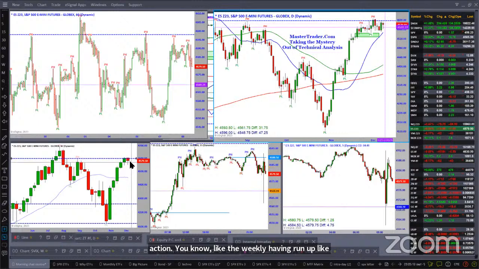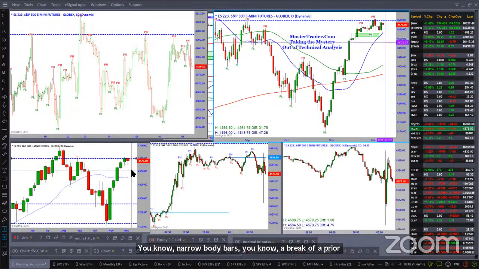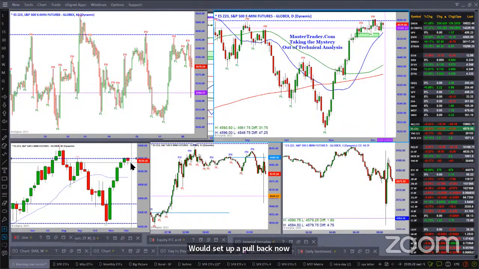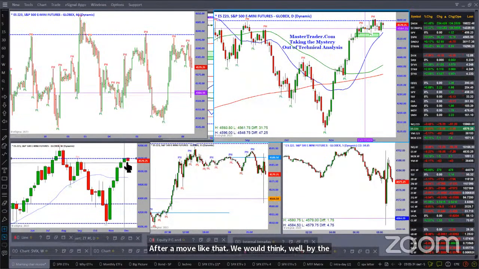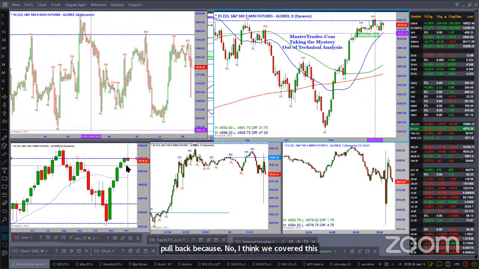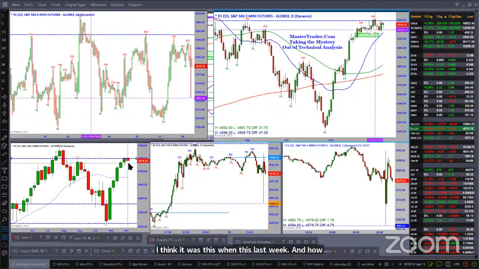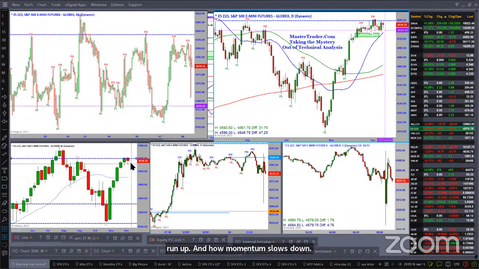But, like the weekly having run up like that, narrow bodied bars, a break of a prior bar's low, which would be the bottom of that base, would set up a pullback. Now, after a move like that, we would think, well, buy the pullback, because I think we covered this in this week's MT Live, or the last one, about the potency of candlesticks, and how prices run up and how momentum slows down. And this is not a potent reversal.